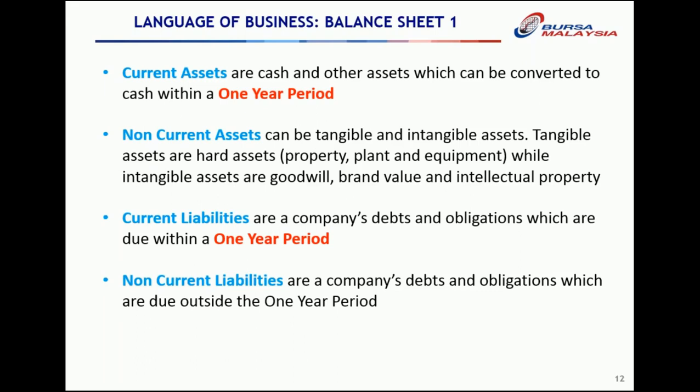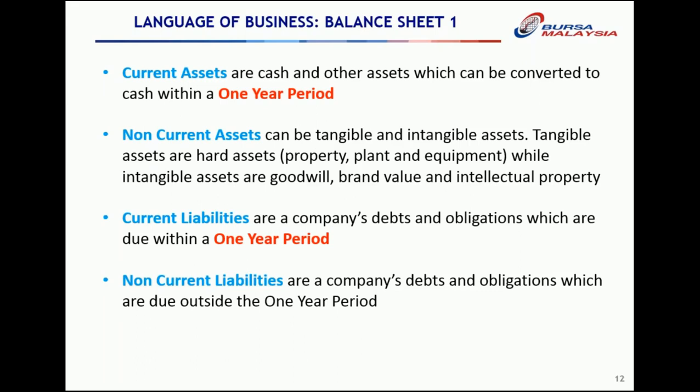Current liabilities are a company's debts and obligations which are due within a 1-year period. Now, I would pay more attention to the company's debt, because sometimes companies may have a large sum of debt becoming due within a 1-year period. And if the company's current assets are less than the current liabilities, then most likely that company would have to borrow money again to pay off its current debt, but then it will incur a bigger debt in its non-current liabilities.